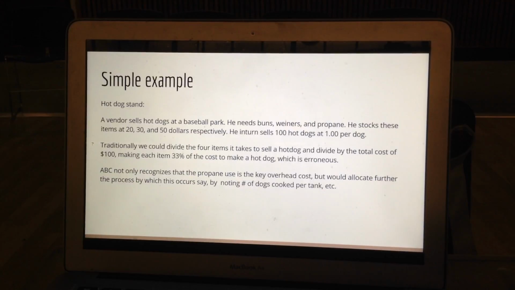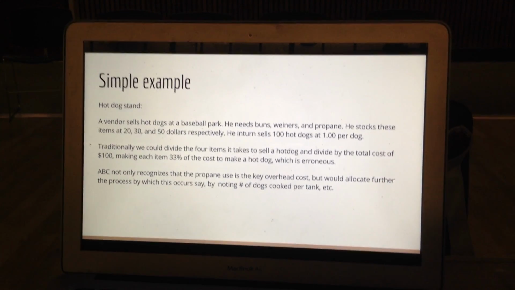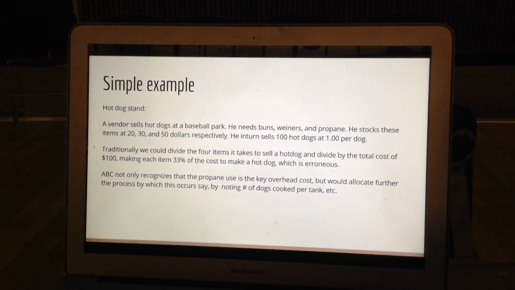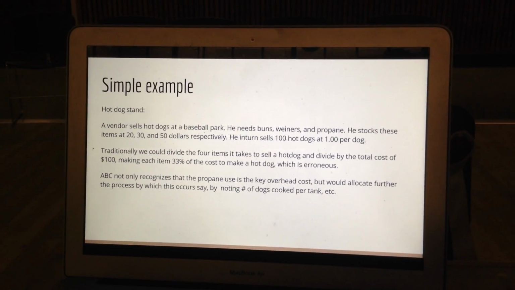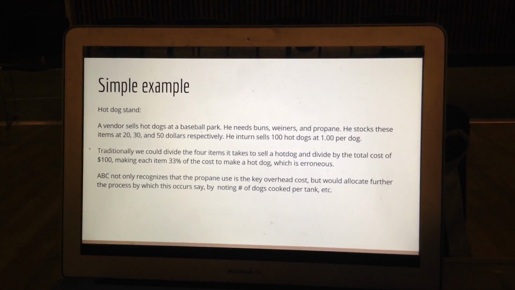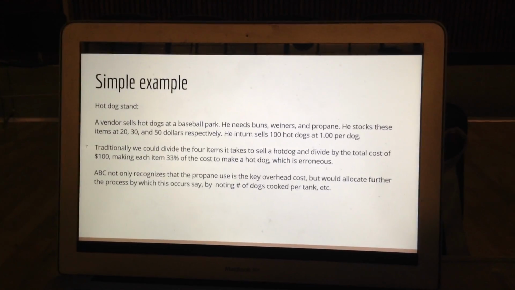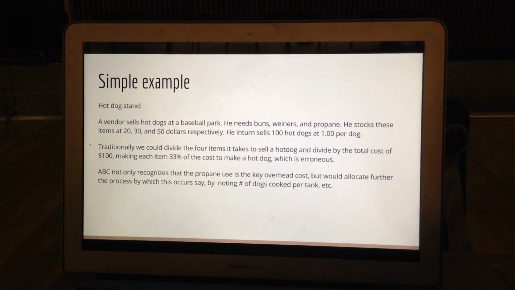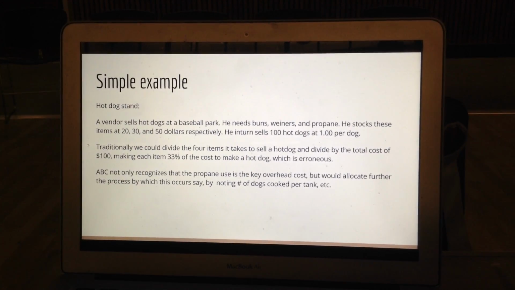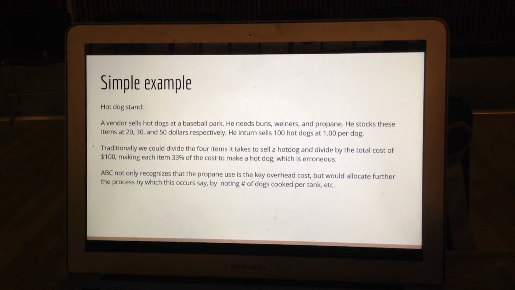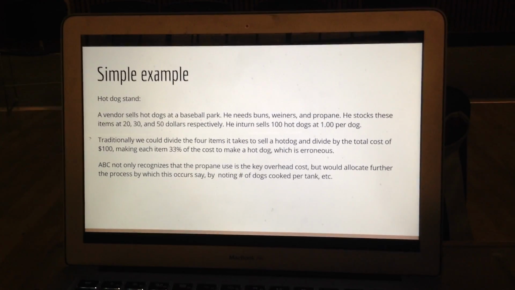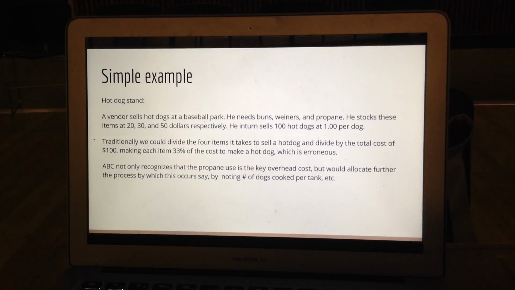Now, traditionally, we could divide the 4 items that he sells by the total cost of buying, of stocking up these items, giving you a quarter of the cost. I just realized I have a typo here, but it's a quarter of the cost, which would be a wrong way to look at it. The difference is that activity-based costing not only recognizes that propane is the overhead, because you would always have to buy a hot dog and always buy a bun to sell hot dogs, obviously. So the propane is the key cost you need to allocate into future endeavors and focus on.